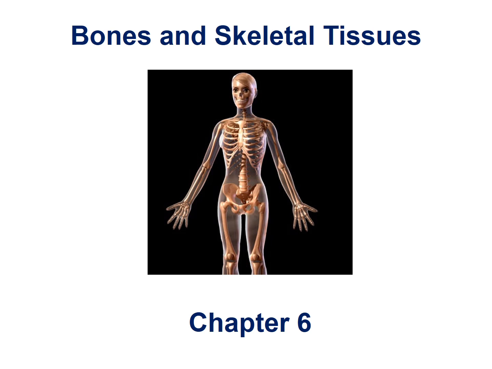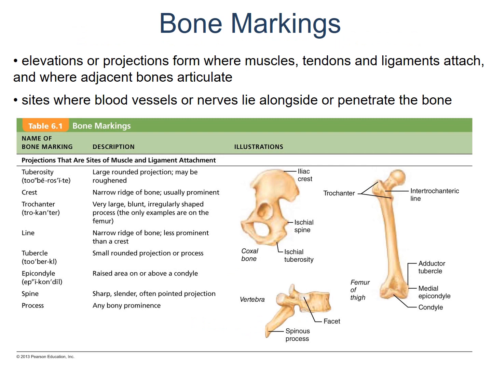Alright guys, so for our first lecture video, we really just need to finish up the last two slides in chapter 6. That's what we're looking at here, chapter 6, and I did all the slides except for the last two. The last two slides are very similar to what you saw in lab in exercise 8. It's the definitions of those different categories of bone markings.